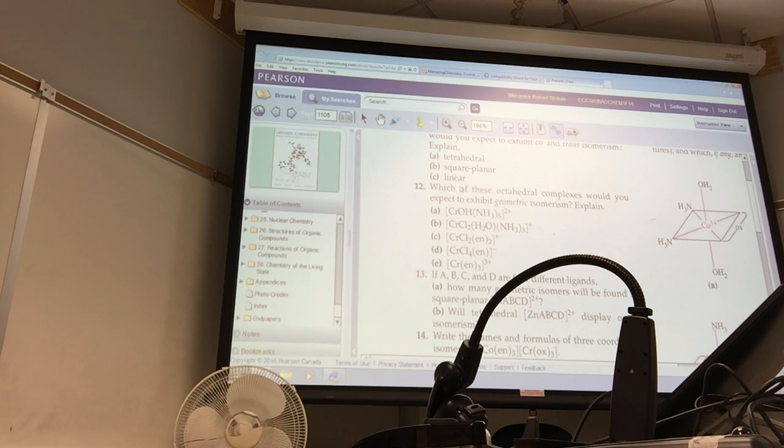Sometimes we'll put parentheses around this, so it's two of these whole things, to make it clear. Bis-ethylene diamine, chromium, 3.